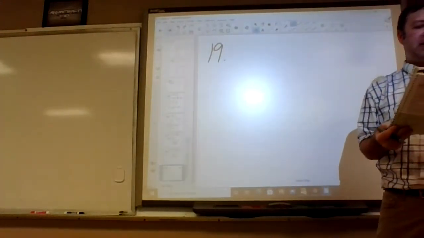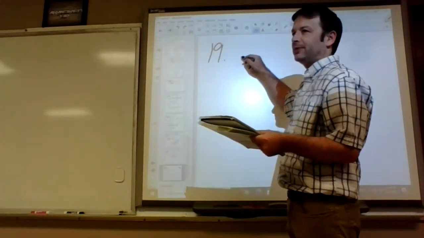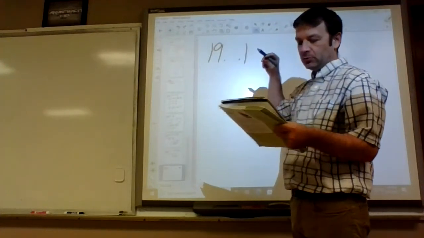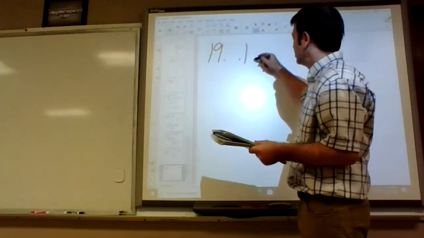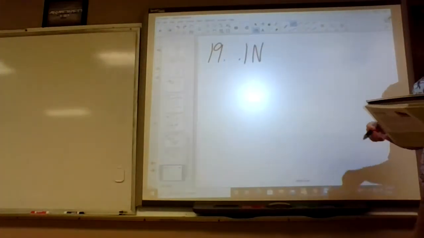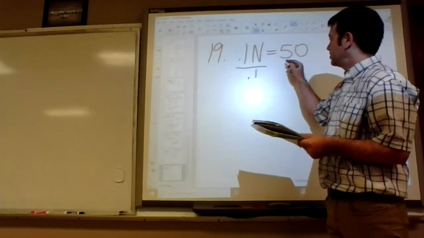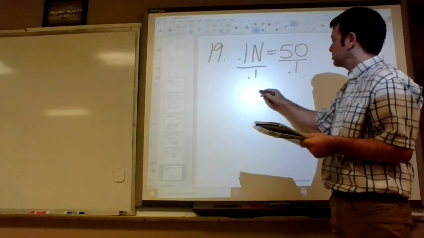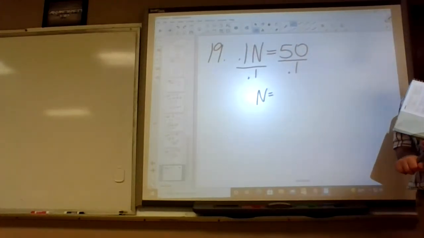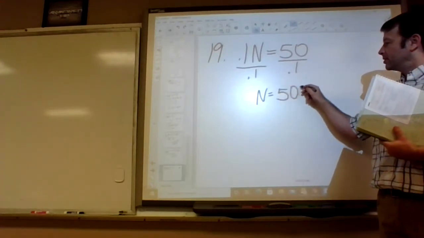Okay, 19, 10%. What do I have for that? 0.1 or 0.10 of what number? And so I'm just gonna put an N to show times n equals 50. So 50 divided by 0.1. Somehow, I got 500. How is it possible to divide and get a larger number?